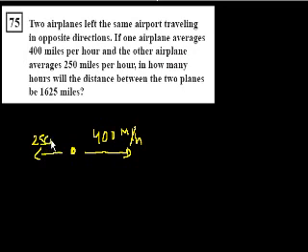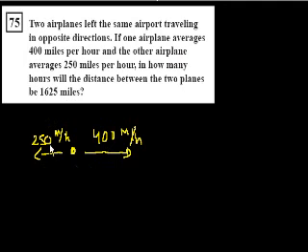And I do this as vectors, so the length of my arrow represents its speed to some degree, and the direction represents the direction. 250 miles per hour in that direction, 400 miles per hour in that direction. In how many hours will the distance between the two planes be 1625 miles?